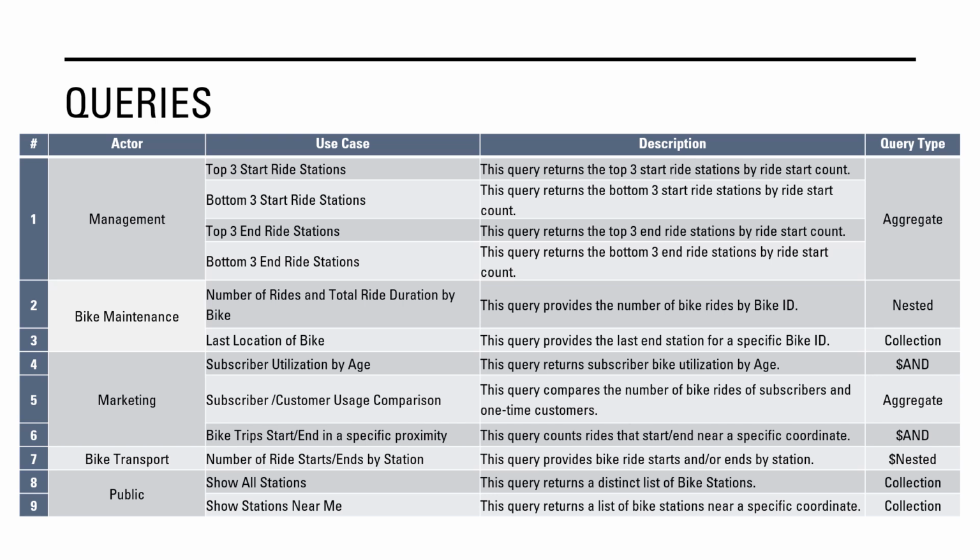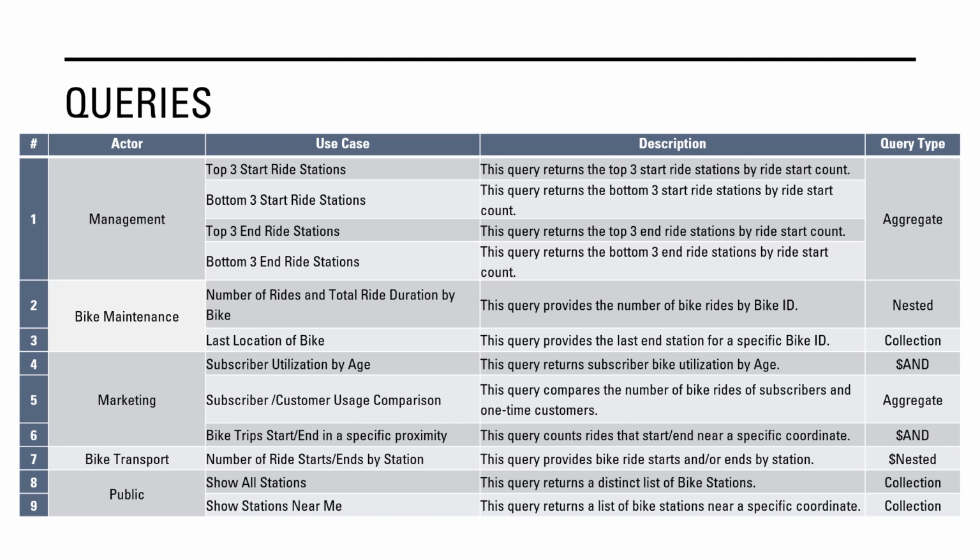For the implementation phase of the project, 9 representative queries from the use case diagram were selected. The first is a management query returning the top and bottom station utilization and is a set of 4 aggregate queries. Queries 2 and 3 support bike maintenance, 1 nested query for monitoring bike utilization to determine when maintenance may be required, and 1 collection query for looking up the last end station for a bike so that it can be picked up for maintenance.